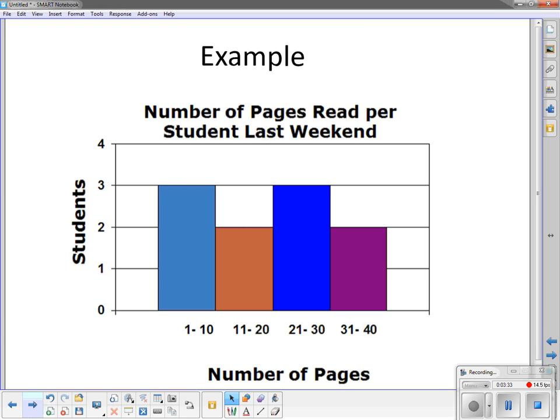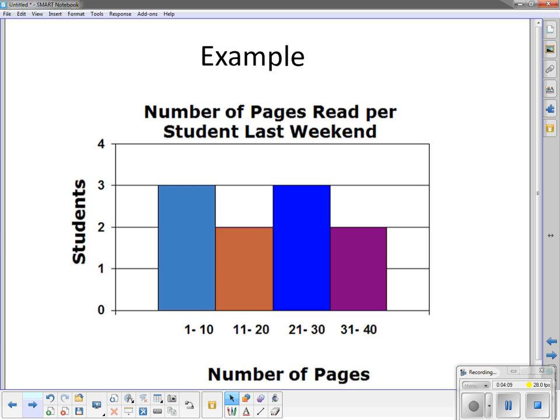This is another example. It's the same information, it's just different data. We're still talking about the number of pages read per student last weekend, and so the headings on the x-axis and the y-axis are still the same. The only difference is the data is different. In other words, 3 students read between 1 and 10 pages, 2 students read between 11 and 20 pages, 3 students read between 21 and 30 pages, and 2 students read between 31 and 40 pages.